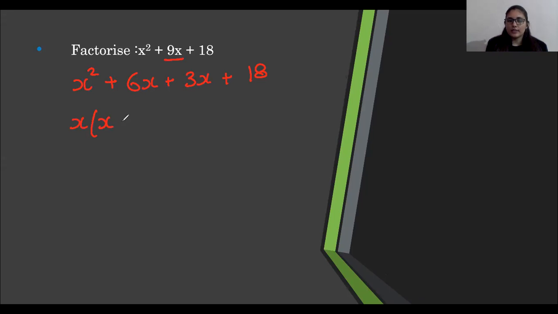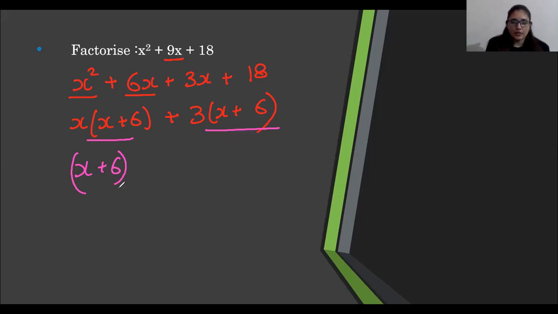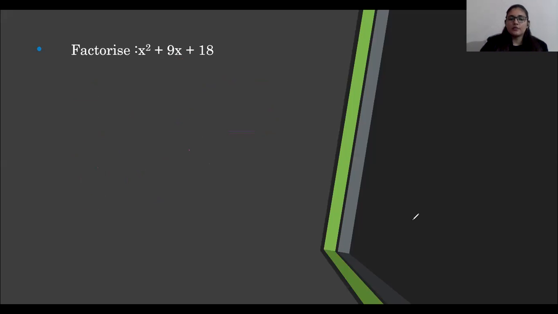First of all, you can take x common from the first two terms, and then you can take 3 common from the next two. Here you can see that in both the brackets you are getting the same term. So you can take this entire bracket common, and in the next bracket you will get x plus 3. So this is the solution. You have factorized your polynomial. This is another method of factorizing a polynomial. Let's move ahead and see what's next.